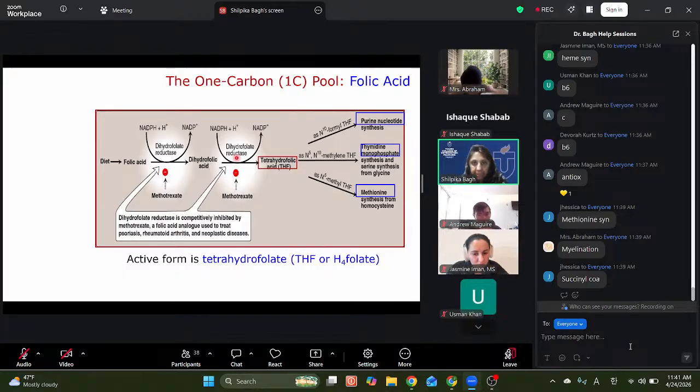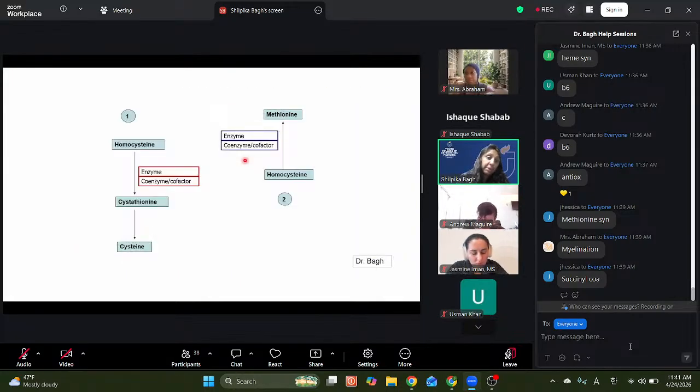Does that make sense? So in folic acid deficiency, there is no purine synthesis, no pyrimidine synthesis, no methionine synthesis, because folate is not present in the diet. But in B12 deficiency, there is a folate trap. So same outcome: no purine synthesis, no pyrimidine synthesis, and no methionine synthesis. So then how will you differentiate? This is very important: two reactions or pathways that help you differentiate.